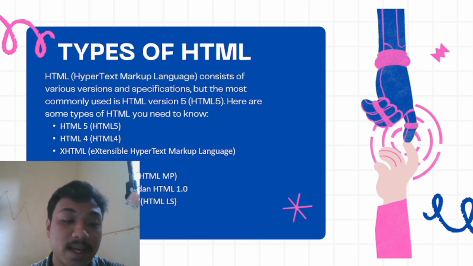Next is HTML Living Standard, or HTML-LS. This is an attempt to develop HTML as a continuously updated standard without a numeric version. This allows HTML to continue to evolve by adding features and improvements without having to wait for an official release.